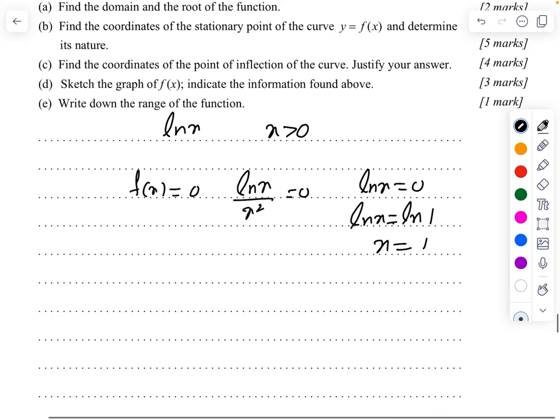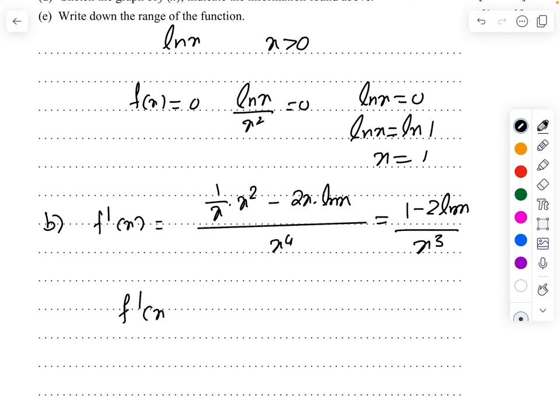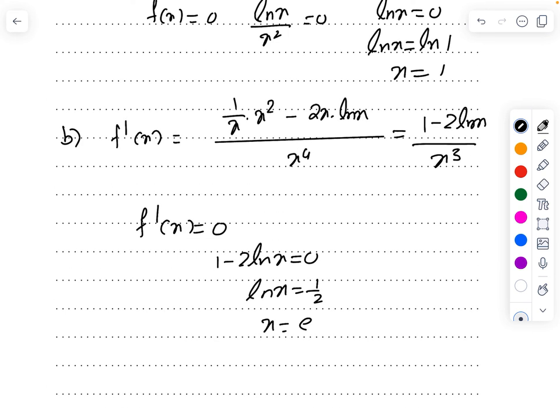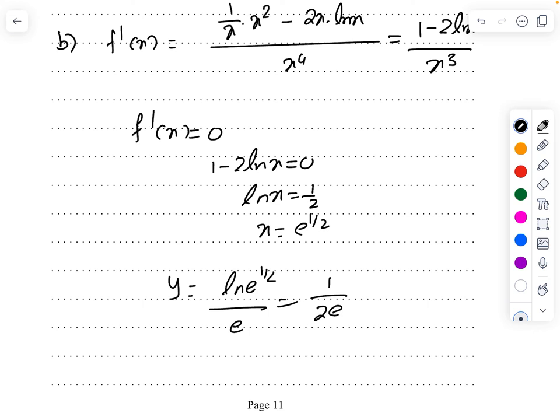Find the coordinates of the stationary point. For finding the coordinates of the stationary point, first derivative: it becomes (x² · 1/x - 2x ln x)/x⁴, which becomes (1 - 2 ln x)/x³. Now f'(x) should be equal to 0. So 1 - 2 ln x = 0. ln x = 1/2. So x = e^(1/2). Now plug in y: ln(e^(1/2))/e = 1/(2e). So the point is (e^(1/2), 1/(2e)).